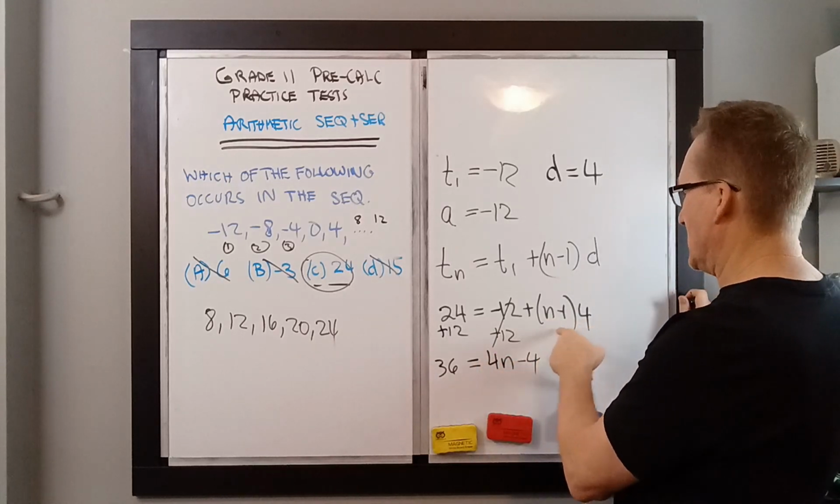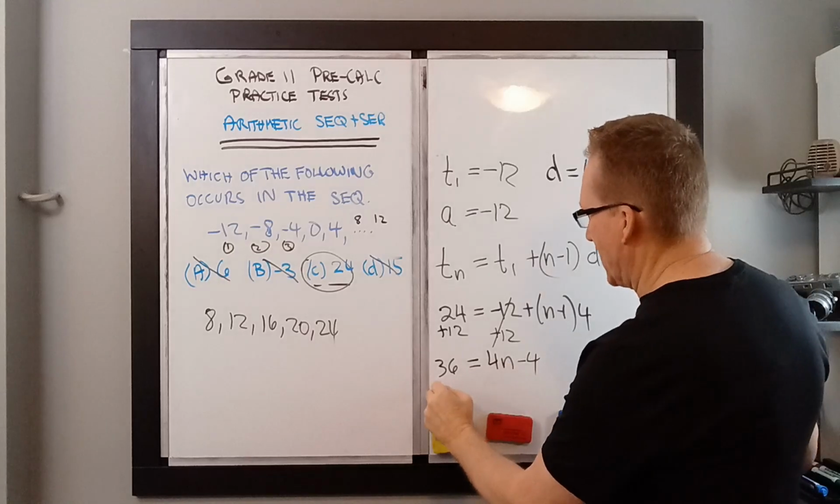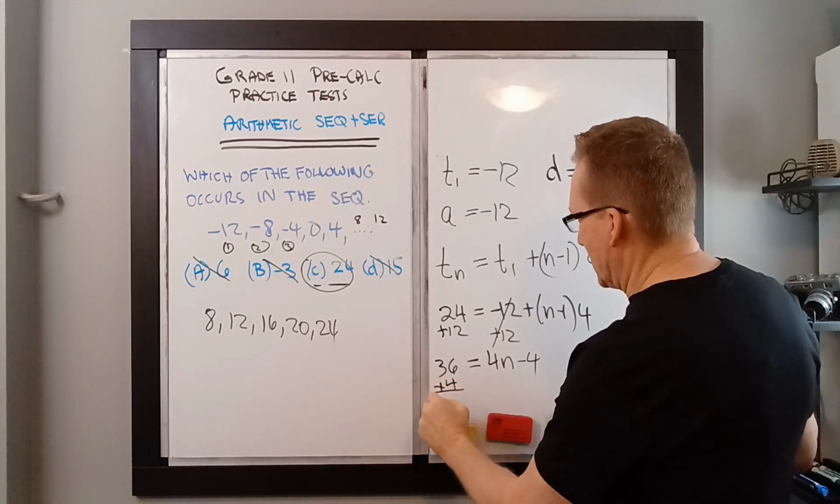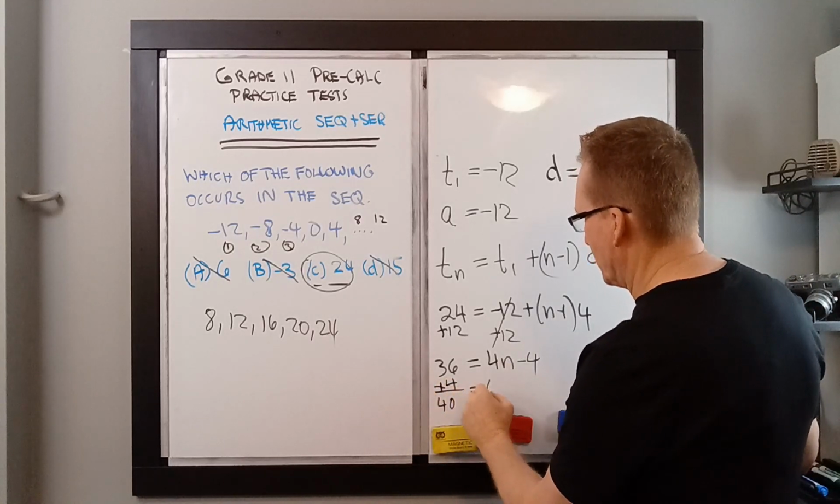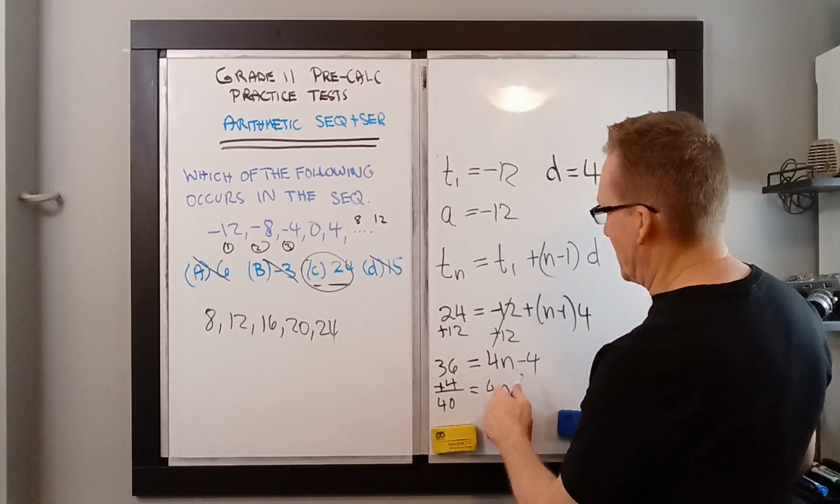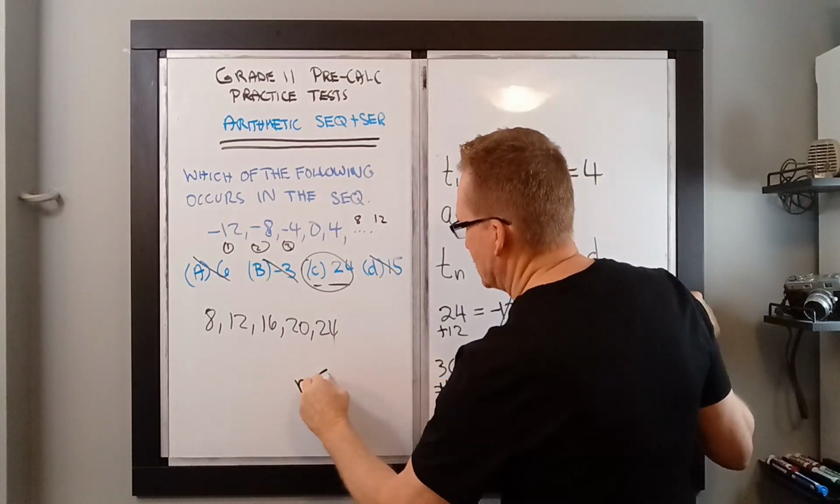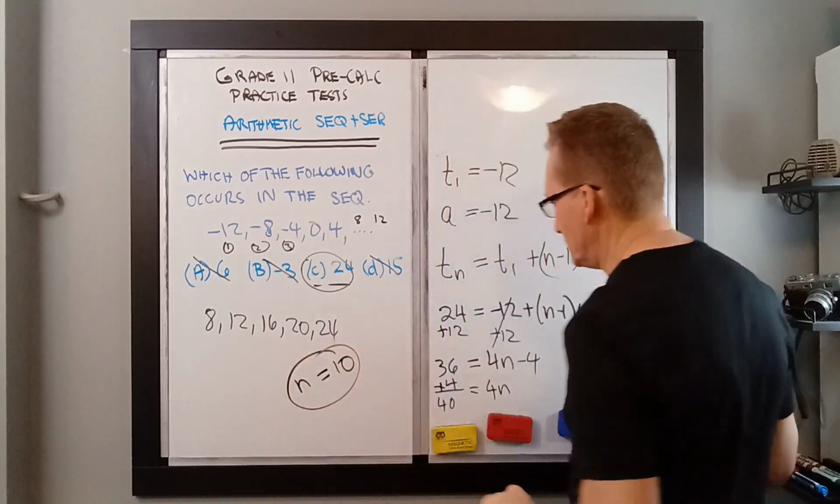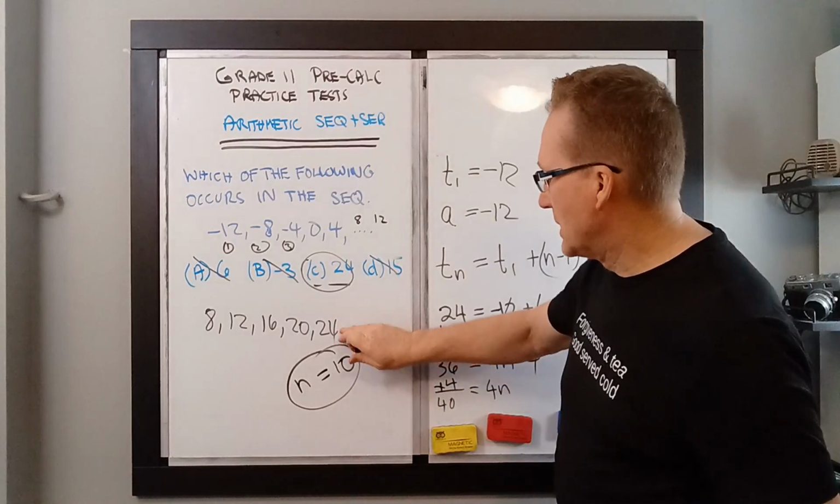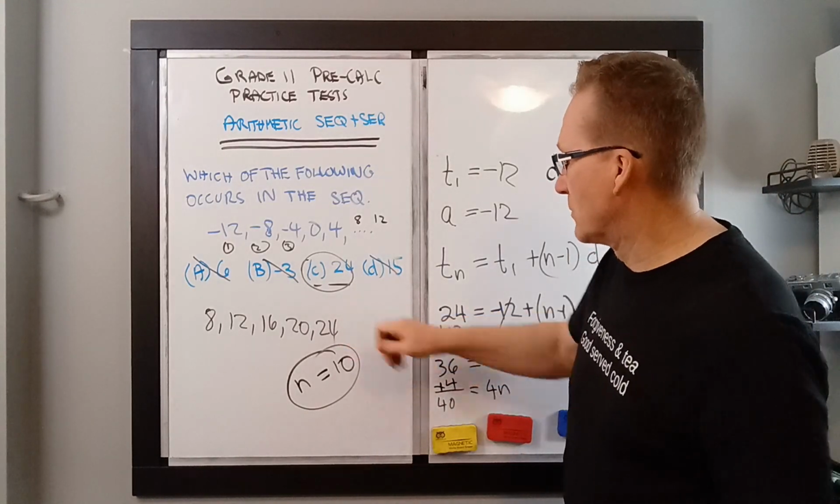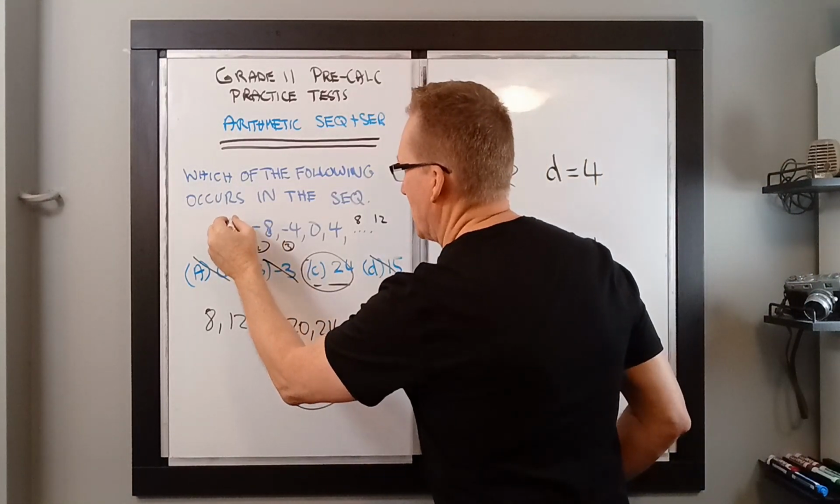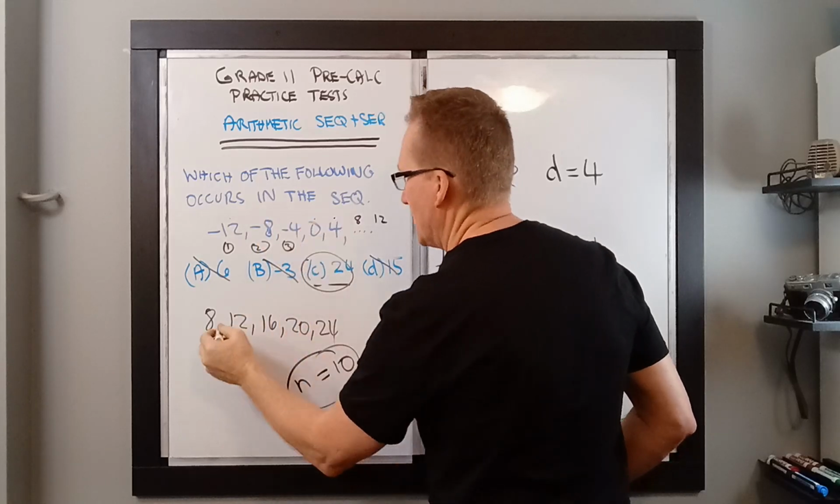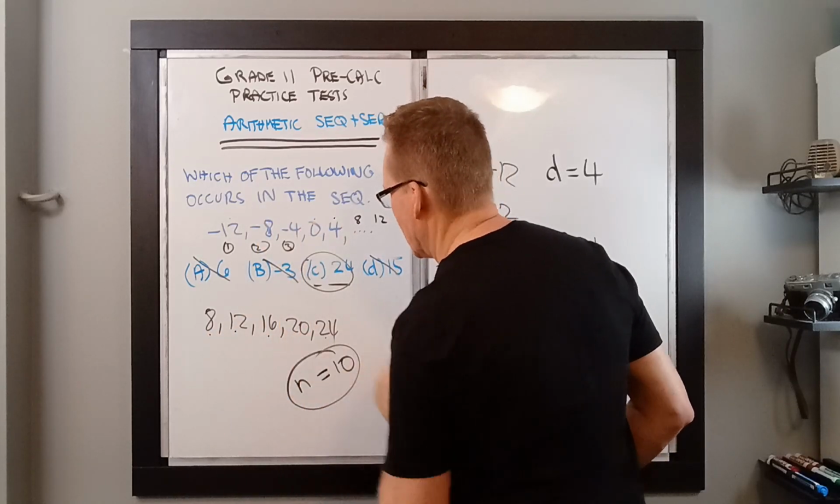I multiply this out here. Now I can take the 4 and add it to both sides, and I'm going to get 40 is equal to 4n. Divide both sides by 4. I'm going to get n is equal to 10. So I get an exact value. This is the 10th term. It works. We can count backwards, or count 1, 2, 3, 4, 5, 6, 7, 8, 9, 10.